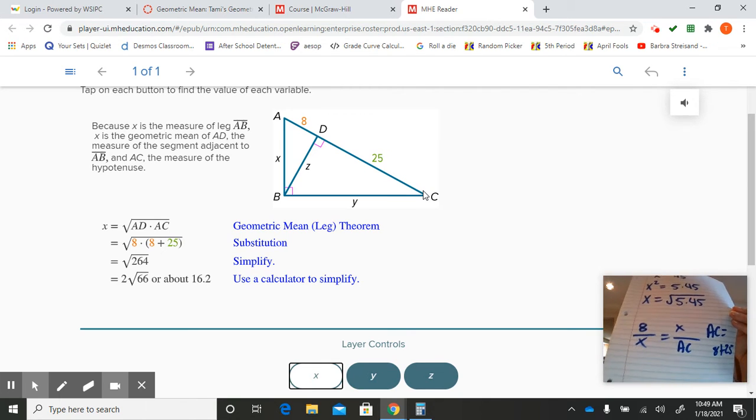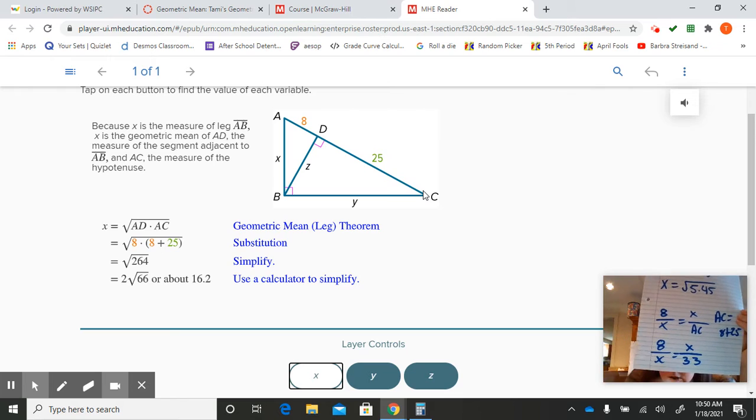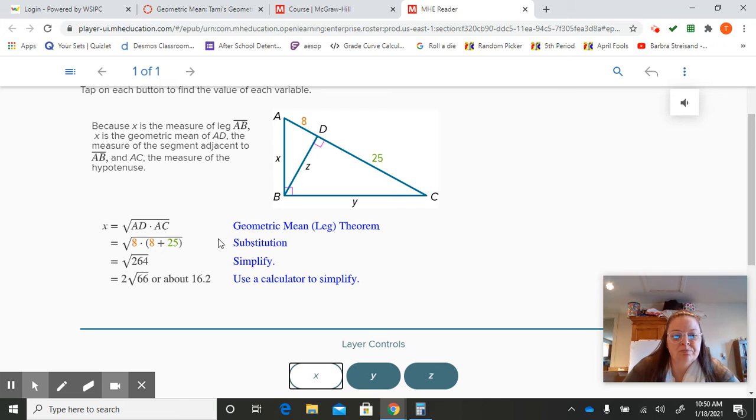Right, and 8 plus 25 is 33. So 8 is to X as X is to 33. So that's what we're looking at right there. They do their cross multiplication, and now they're going to be dividing. So again, remember, they skipped those steps, but I want to make sure I show them to you. So that means that X, after doing all of this math, is about 16.2.